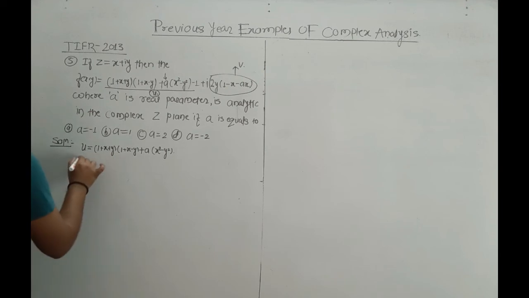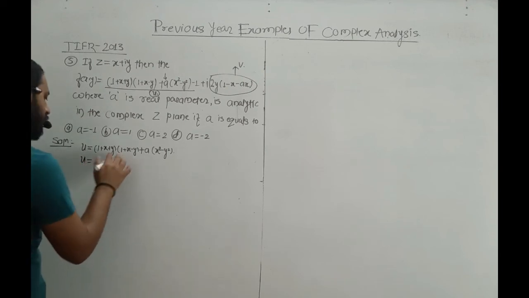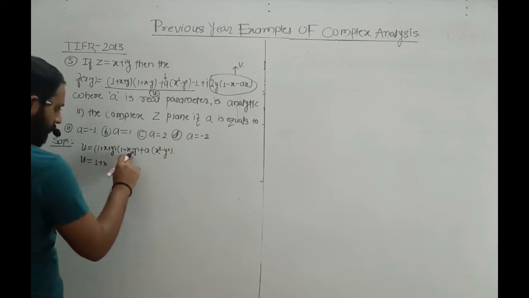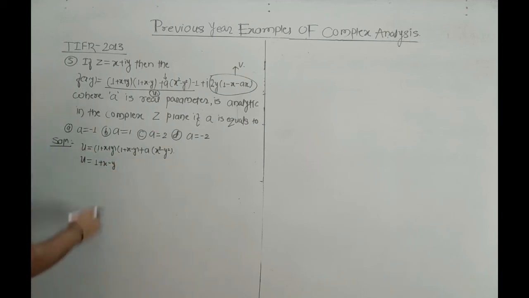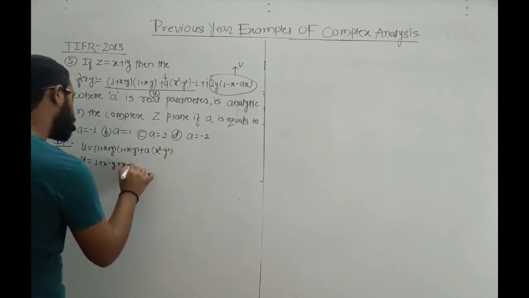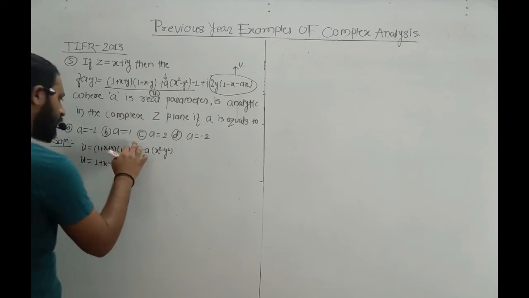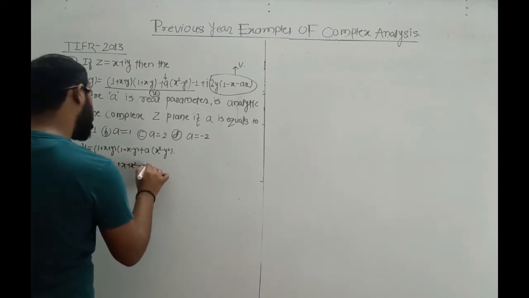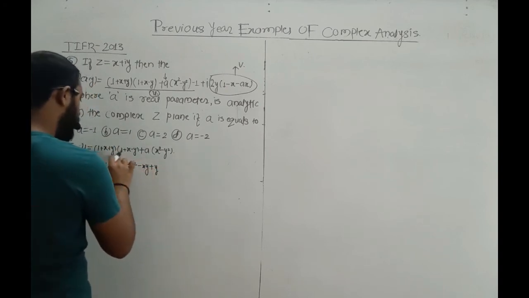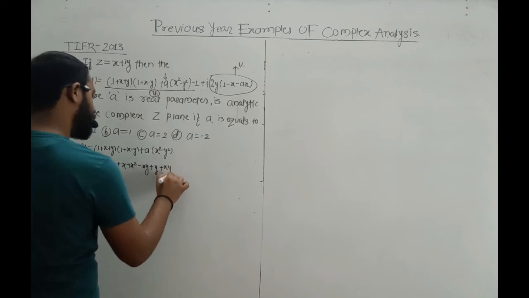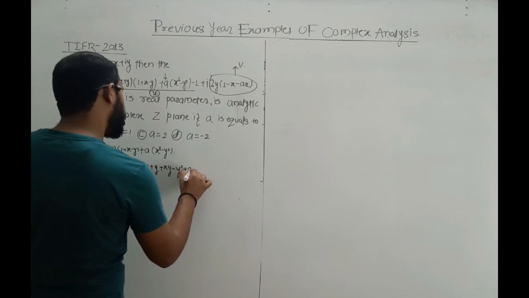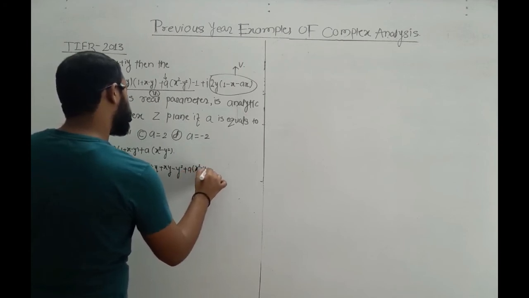Just rearrange this first. 1 into 1, 1. 1 into x, x. 1 into minus y, minus y. Now, x into 1 plus x. x into x, x square. x into minus y, minus xy. Plus y into 1, y. y into x, xy. y into minus y, minus y square, plus a into x square minus y square.